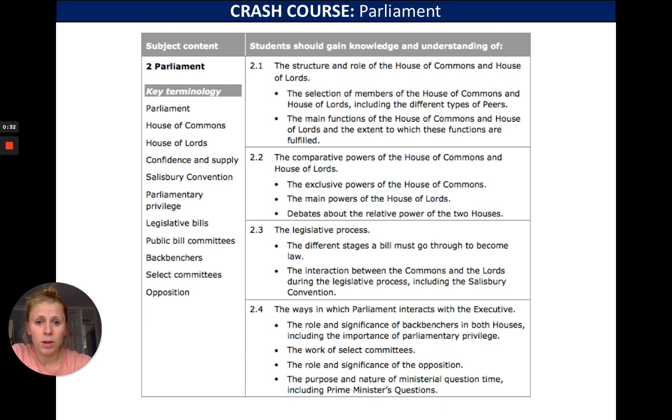So I've just put the specification on the screen for you here, and you can see it's got the key terminology, so your students need to know those words, and then it's got the general structure of the knowledge they need to know. I tend to follow that mostly in order, except when there are a few areas where things are able to unite or things work really well together, which I will show you with committees later on.